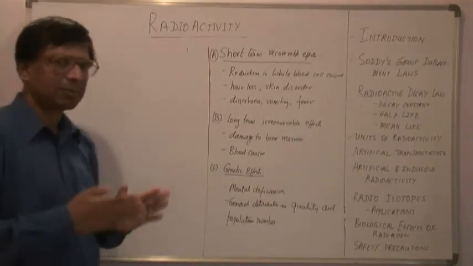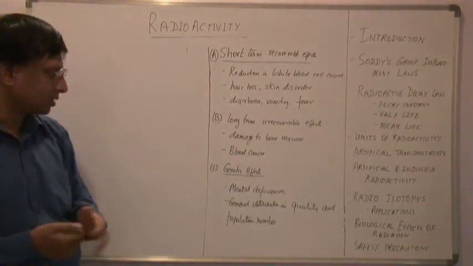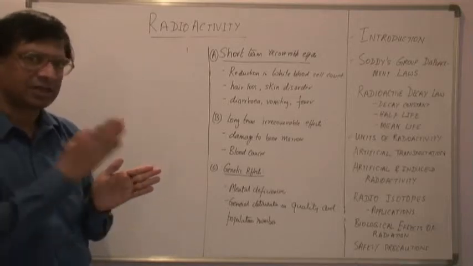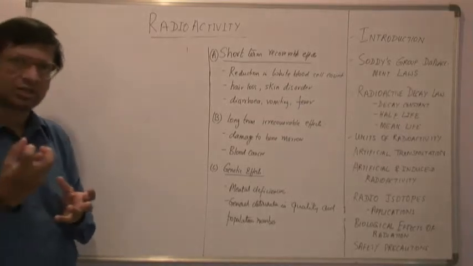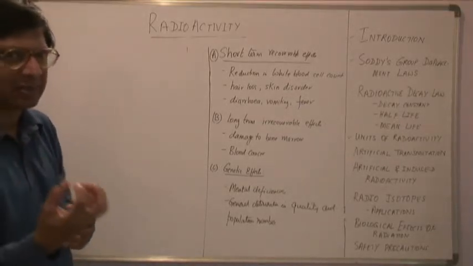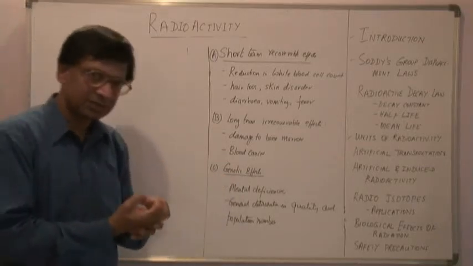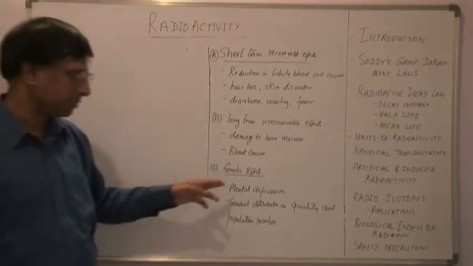These are effects that happen over generations of human beings. So when somebody is exposed to radiation, their offspring get affected because of the genetic effect, because the genes in the human body, or the genes in the animal, get affected by radiation, and therefore this effect is carried over to the newer generation of the species.